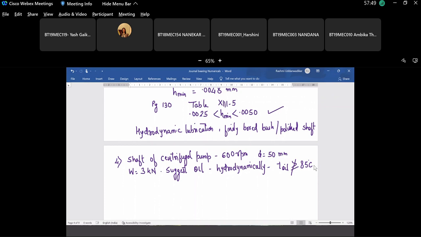Okay, let us try to solve this problem from a different approach. Page number 128, 129. Refer to table 13.4. Do you see the details for centrifugal pump? What should be the bearing pressure? What should be the viscosity? Minimum value of Zn by P, C by R, L by D.